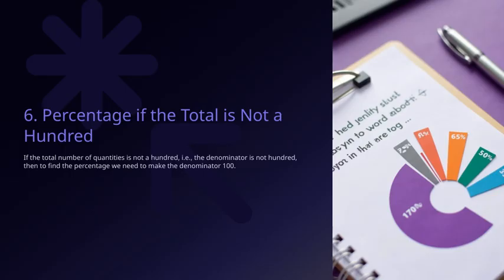So the key takeaway here is that if your total isn't 100, you should scale your numbers so that the denominator becomes 100. This ensures that your percentages truly reflect the proportions of the parts relative to the whole, even when the original total isn't 100.